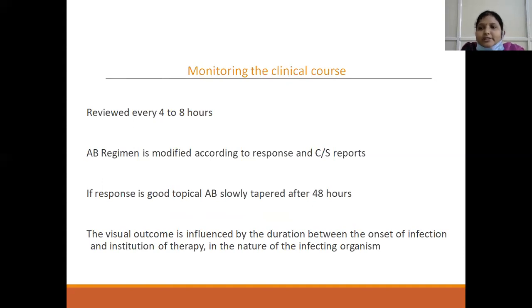So how do you monitor the patient with endophthalmitis? After giving the treatment, we have to review the patient every 4 to 6 hours.